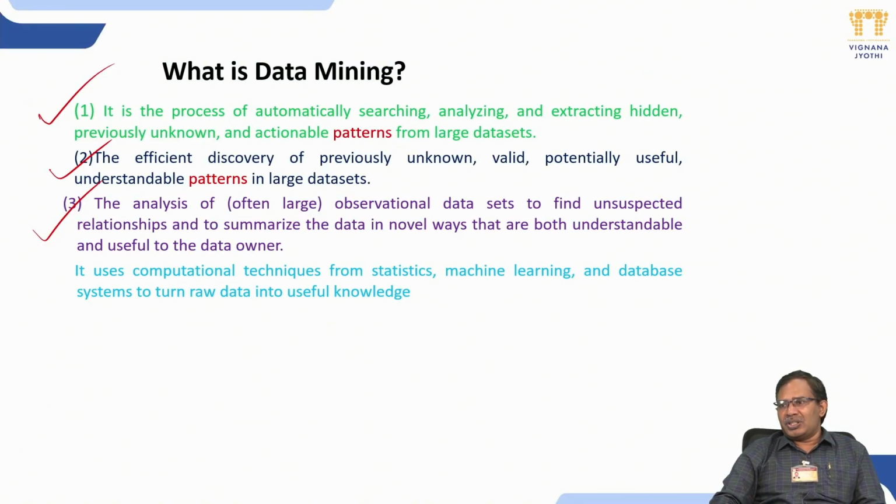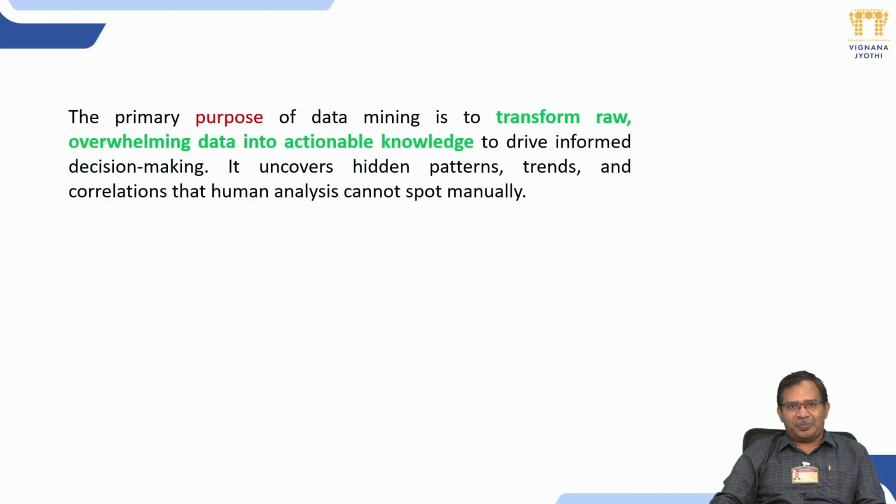It uses computational techniques from statistics, machine learning, which can be used for classification, regression, clustering, and also answering given questions like reinforcement learning, and database systems to turn the raw data into a useful pattern. That raw data is unstructured, unorganized, and can't be interpreted, but the useful knowledge is interpretable, more summarized, more meaningful, and used for decision making.